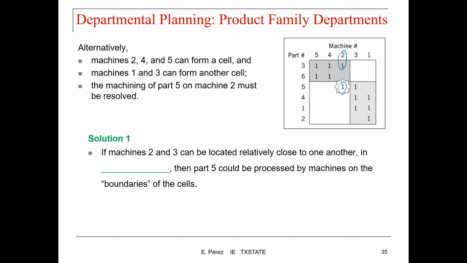So one way to solve this problem, and this is what I call solution 1, if machine 2 and 3 can be located relatively close to one another in different cells, then part 5 could be processed by machines on the boundaries of the cell. So that's one way to do it. We can somehow create two cells, one this way, one this way, and then we can put that machine that is needed by both cells kind of in between.